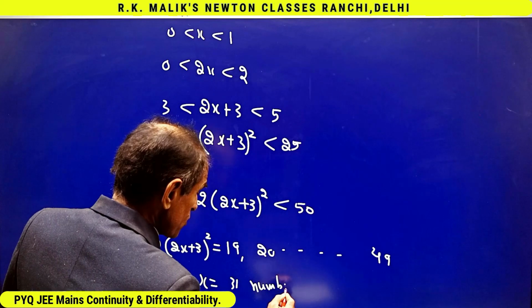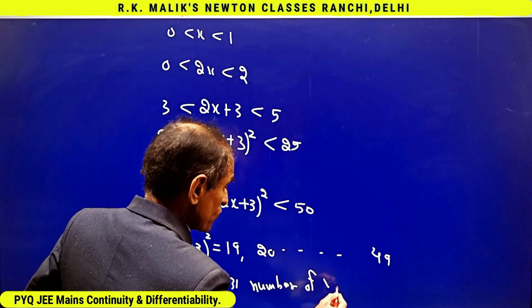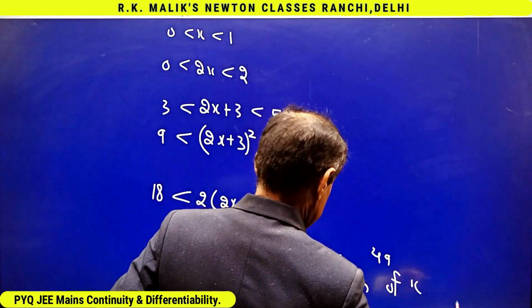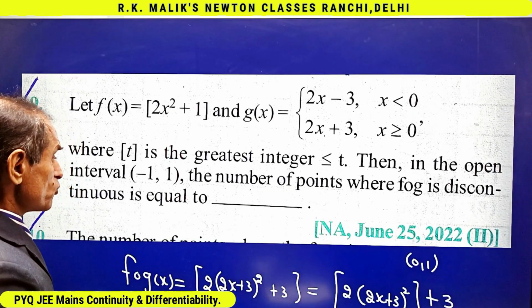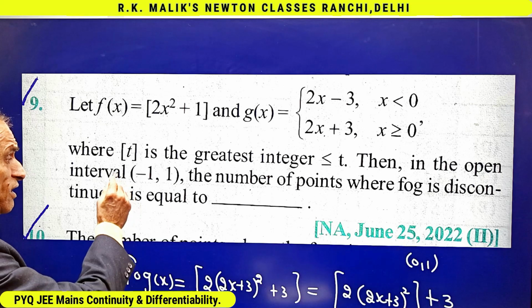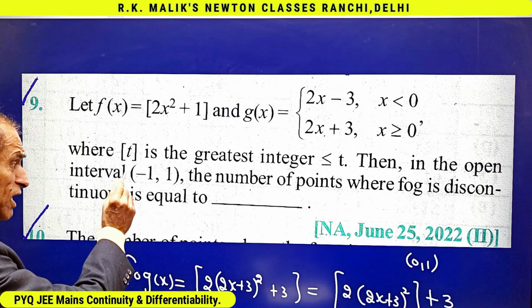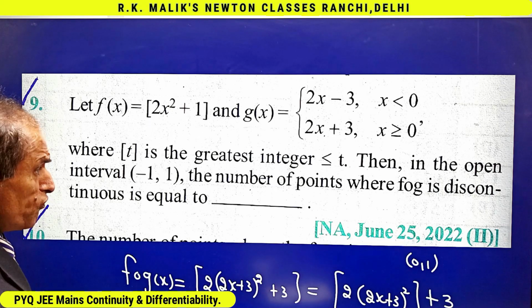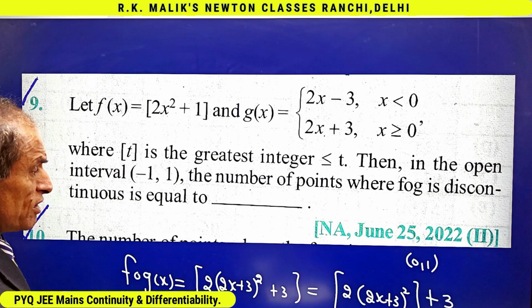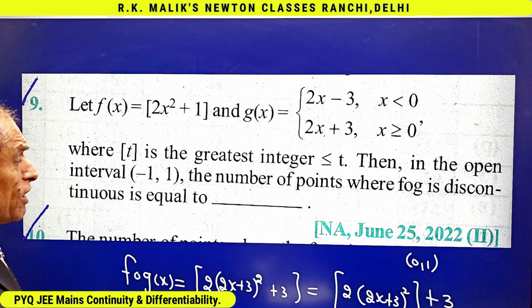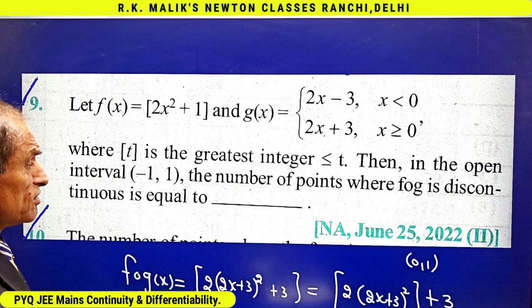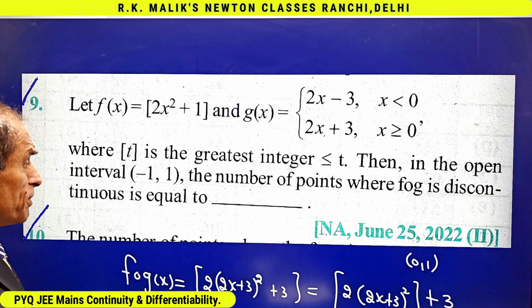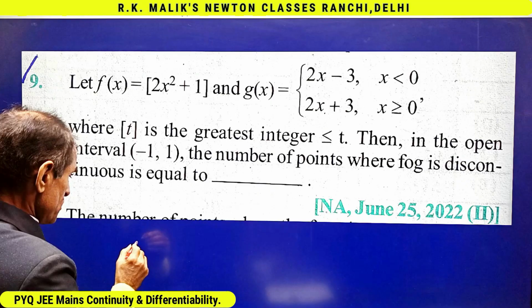number of values of x. And as I told you in the very beginning, similarly in the interval -1 to 0, there will be 31 more values of x. And lastly, we have to check the continuity at 0, because I told you in the very beginning 0 will be taken care of separately.